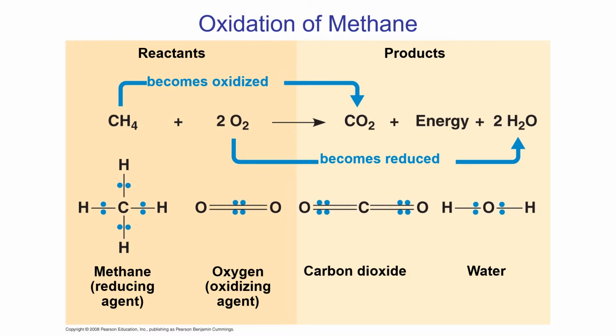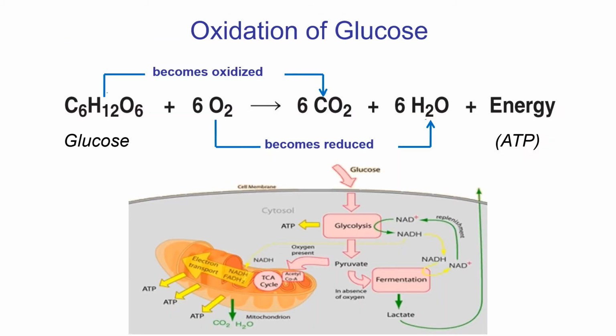In methane and in diatomic oxygen, the electrons are being shared equally between the participants. So these are non-polar covalent bonds. And then in the products, in carbon dioxide and water, we've got strongly polar covalent bonds. The electrons have been pulled towards the oxygen. And whenever we go from a situation where our reactants have non-polar covalent bonds to products that have polar covalent bonds, there's going to be a release of energy. This is what happens when we oxidize things by burning them. This is also what happens in our cells when they metabolize glucose and other food items.